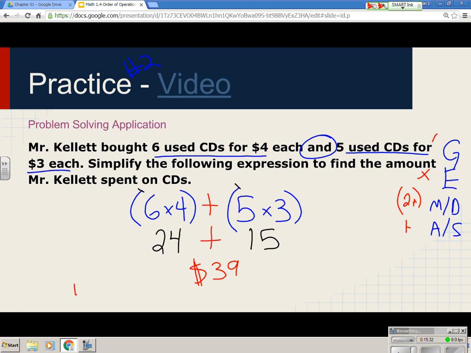So we're going to say, Mr. Kellett spent $39 on CDs. That's how you want to do a word problem. A nice full sentence at the end. Again, we have to look at the problem, identify the information, work out a plan, and solve it, and then give our answer. So make sure you have this written down as an example before moving on.